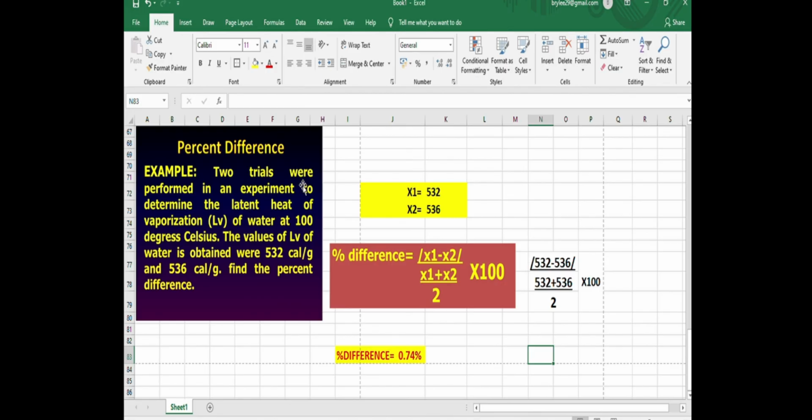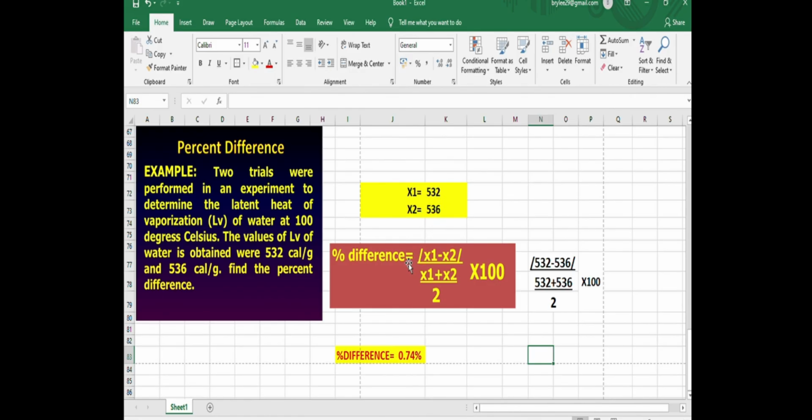Let's try to solve the percent difference sample problem, but before that, let's read. Two trials were performed in an experiment to determine the latent heat of vaporization of water at 100 degrees Celsius. The values of the latent heat of water obtained were 532 calories per gram and 536 calories per gram. Find the percent difference of the values. So, x1 is 532 and x2 is 536.